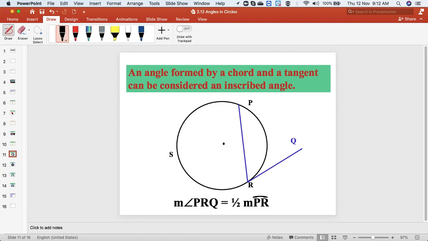Okay, let us have this one, this illustration. The measure of angle PRQ, this part, is equal to half the measure of arc PR. So this is arc PR. Okay, so again, the measure of angle PRQ, this angle or angle R, is half the measure of arc PR.